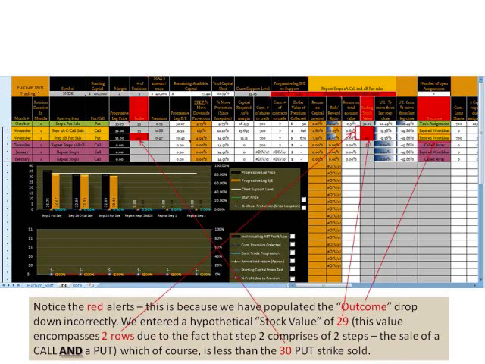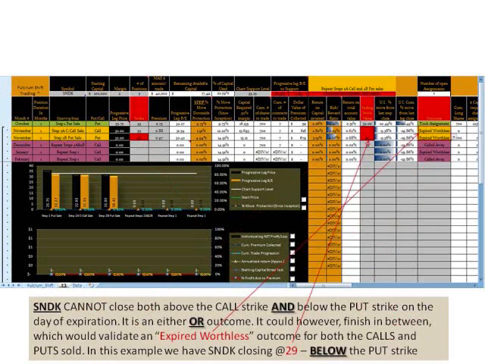Notice the red alerts. This is because we have populated the outcome dropdown incorrectly. We entered a hypothetical stock value of 29. This value, remember, encompasses 2 rows due to the fact that step 2 comprises of 2 steps, the sale of the call and a put, which of course is less than the 30 put strike sold. SanDisk cannot close both above the call strike and below the put strike on the day of expiration. It is an either-or outcome.